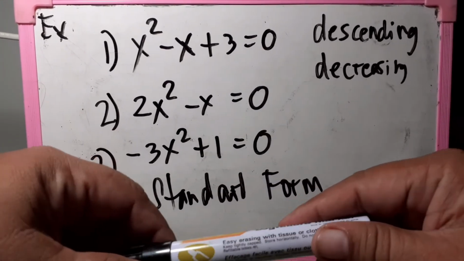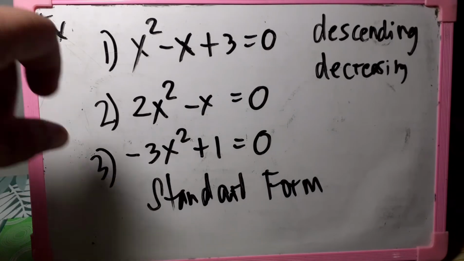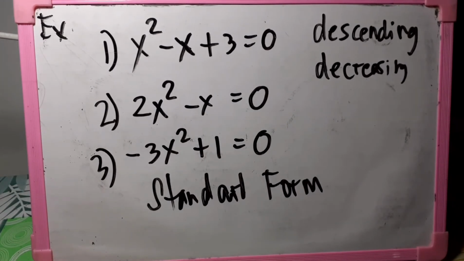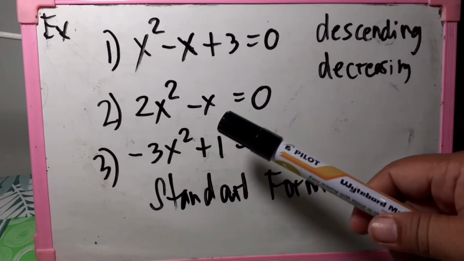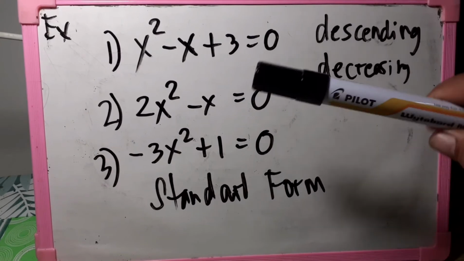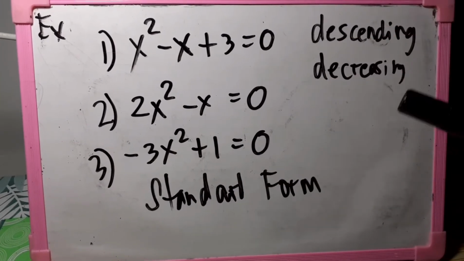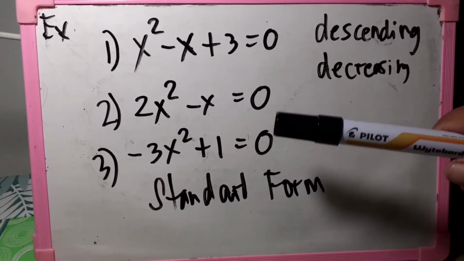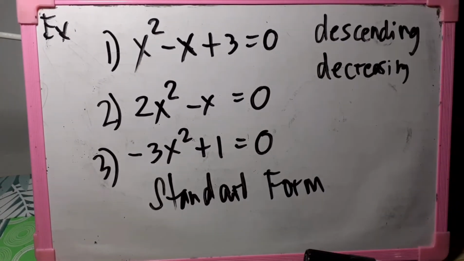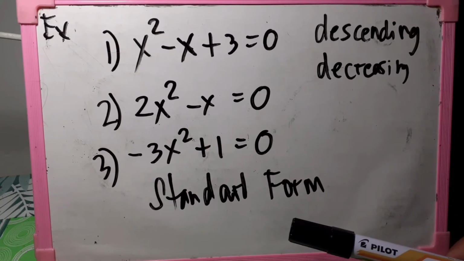If the right side of your equation is equal to 0, and the terms are in descending order of exponents, this is called the standard form of a quadratic equation.